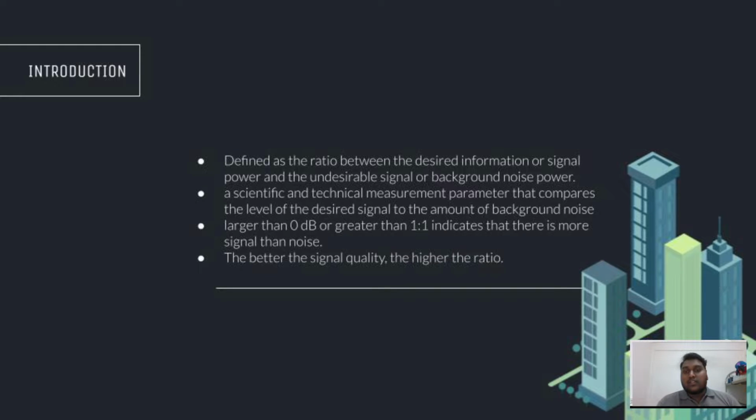And furthermore, a signal to noise ratio larger than 0 dB, or greater than 1:1, indicates that there is more signal than noise. So the higher number generally means the better specification, since there is more useful information than unwanted data. So many goods that deal with audio, such as speakers.